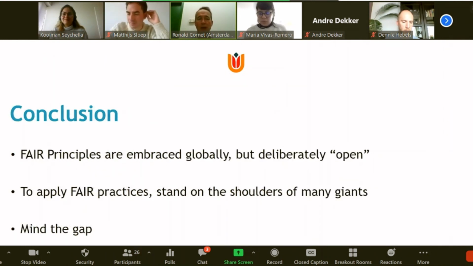So I think the principles are embraced globally, like the need for world peace, but as they are deliberately open, we need to get the FAIR practices sorted out and really stand on the shoulders of many, many giants who have specified standards before. But while climbing on the shoulders of giants, we have to mind the gap of the things that we need to fill. And we'll certainly fall down once in a while. And I think it's important, as I said, that if we can apply FAIR practices from the start, that will really help in speeding up the process.